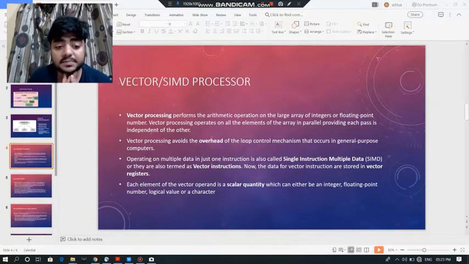Now operating on multiple data in a single instruction is called single instruction multiple data or SIMD, which is called vector instructions. Nowadays the vector instructions are stored inside a special register called vector registers. These store the whole entire array and not a scalar quantity. Each and every element of a vector is a scalar quantity in itself, but overall, it's not a scalar quantity. The data stored can be of any type, being integer, floating point number, logical value, or a character.